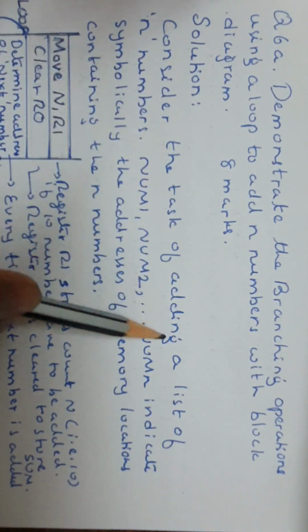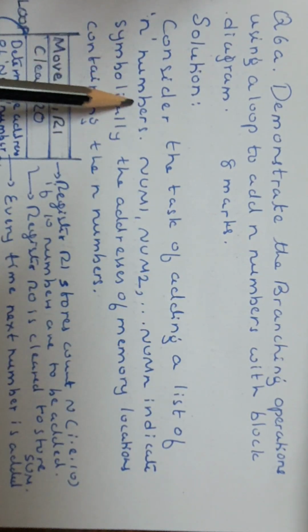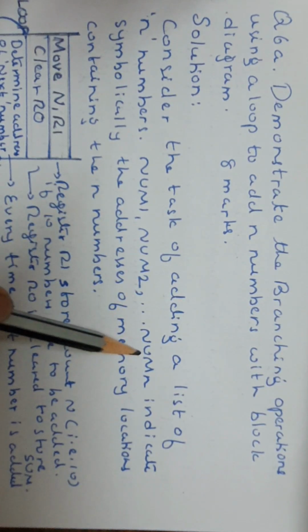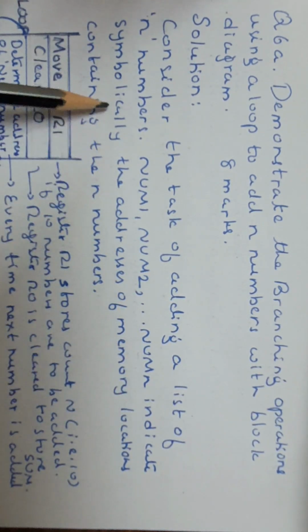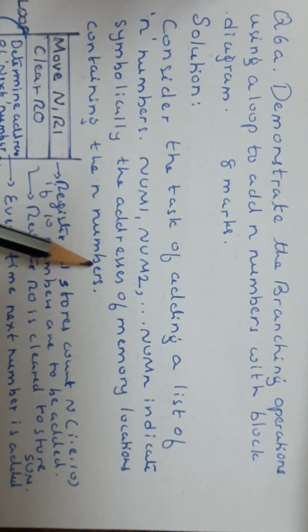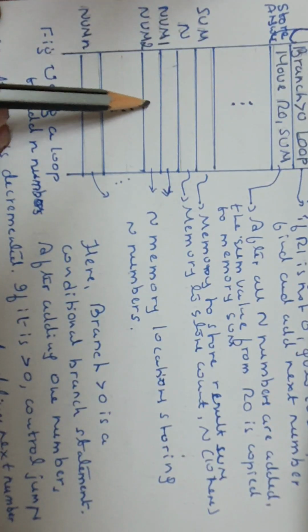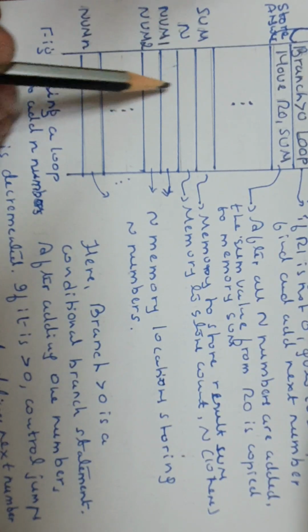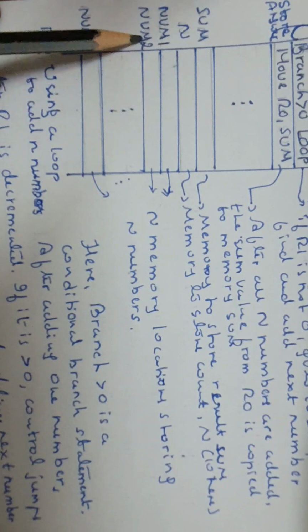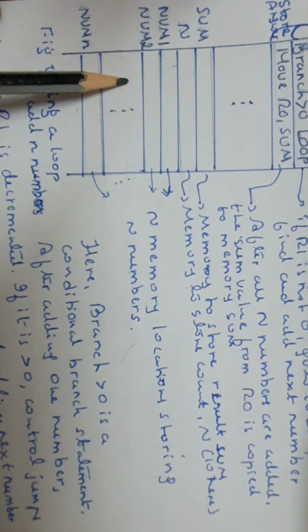With this prior knowledge, we shall answer this. Consider the task of adding a list of n numbers, num1, num2, till num_n, which indicate symbolically the addresses of memory locations containing the n numbers. This diagram shows memory locations: num1 memory location, num2, num3, and so on till num_n. These memory locations hold n numbers.